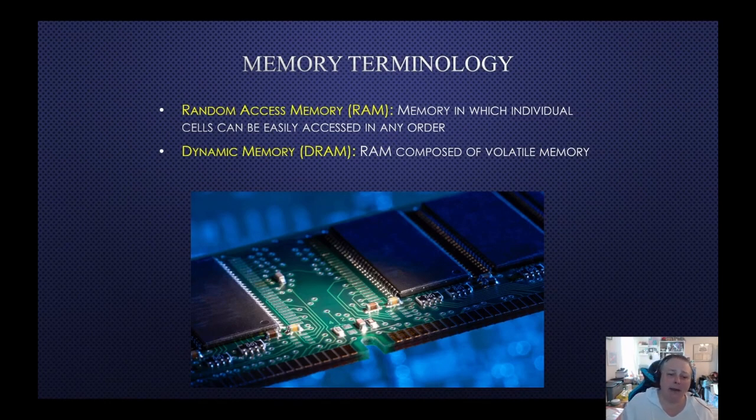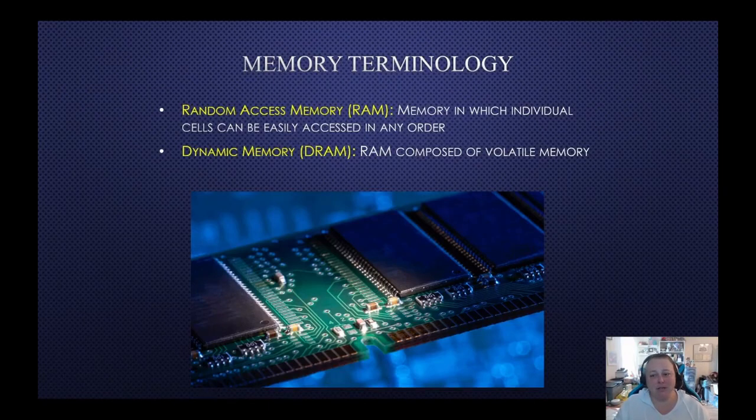Dynamic memory, or DRAM, is RAM that is basically composed of volatile memory. When I say volatile and nonvolatile, I just mean is it erased when the computer is turned off. If it is erased, it is volatile. If it is not erased, it is nonvolatile.